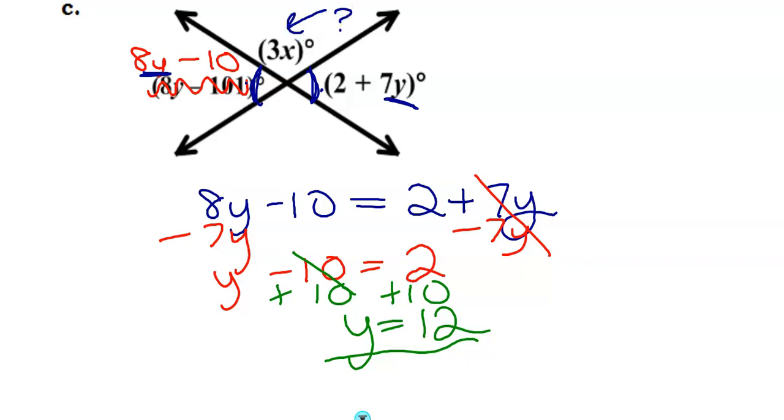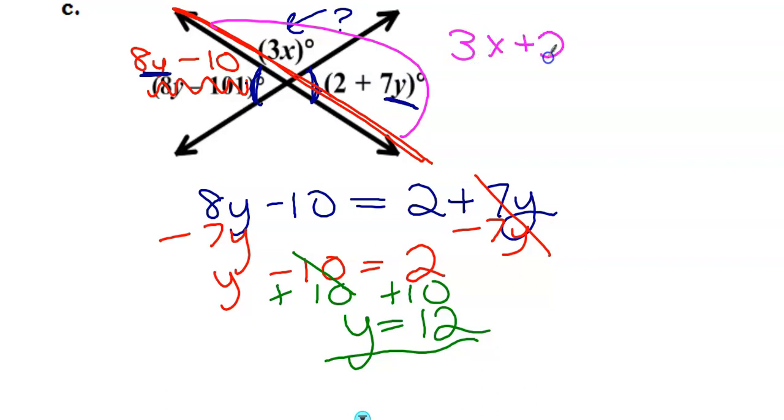Okay, well, these two added together add up to 180. And the same thing with these two. These two also add up to 180 because it's a straight line. So if I do 3x plus 2 plus 7y equals 180. All right, there we go.